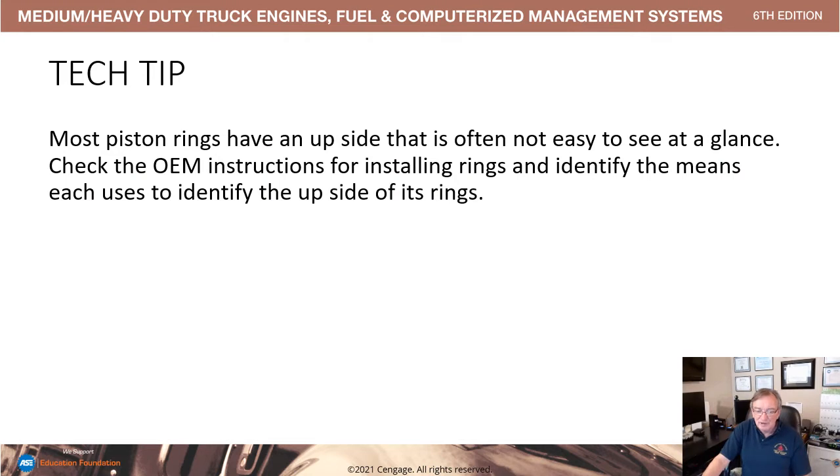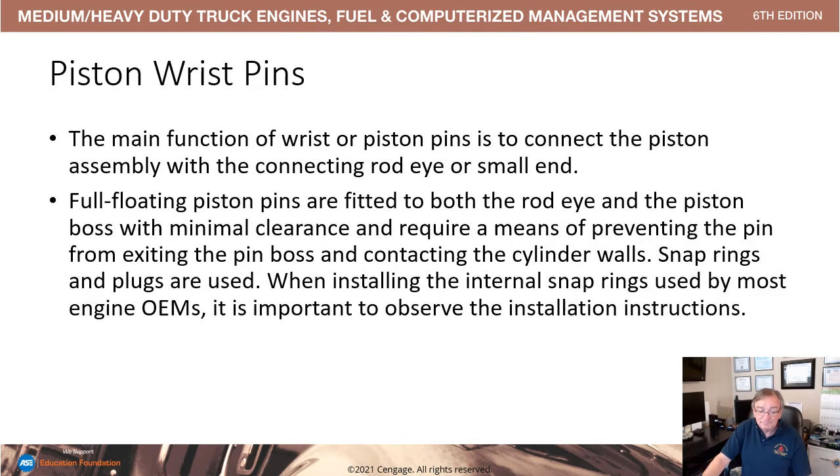Most rings have an upside. You may not be able to see, but some rings are marked by the OEM with a dot, and if you see a dot on a ring, it's usually close to the piston ring gap. You'll see a dot, and the dot always faces up.